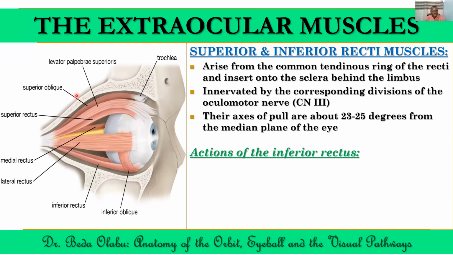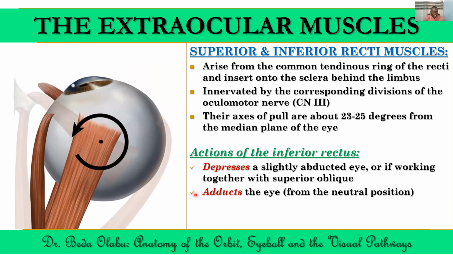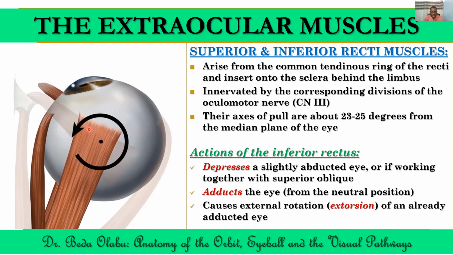So we mentioned a number of things that will also apply to inferior rectus. There is the inferior rectus. Its contraction will pull the pupil down, so that is depression. It will also cause adduction from the same mechanism that I've already explained. And it also causes external rotation.